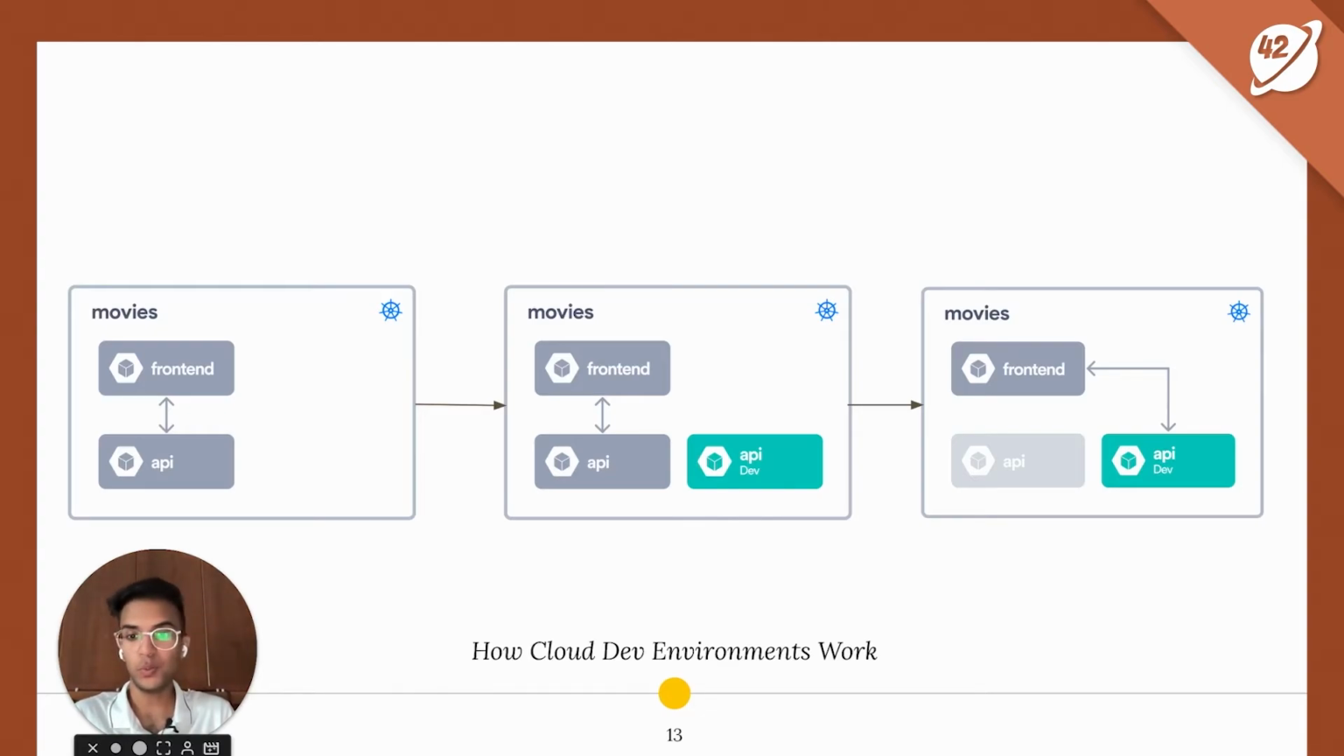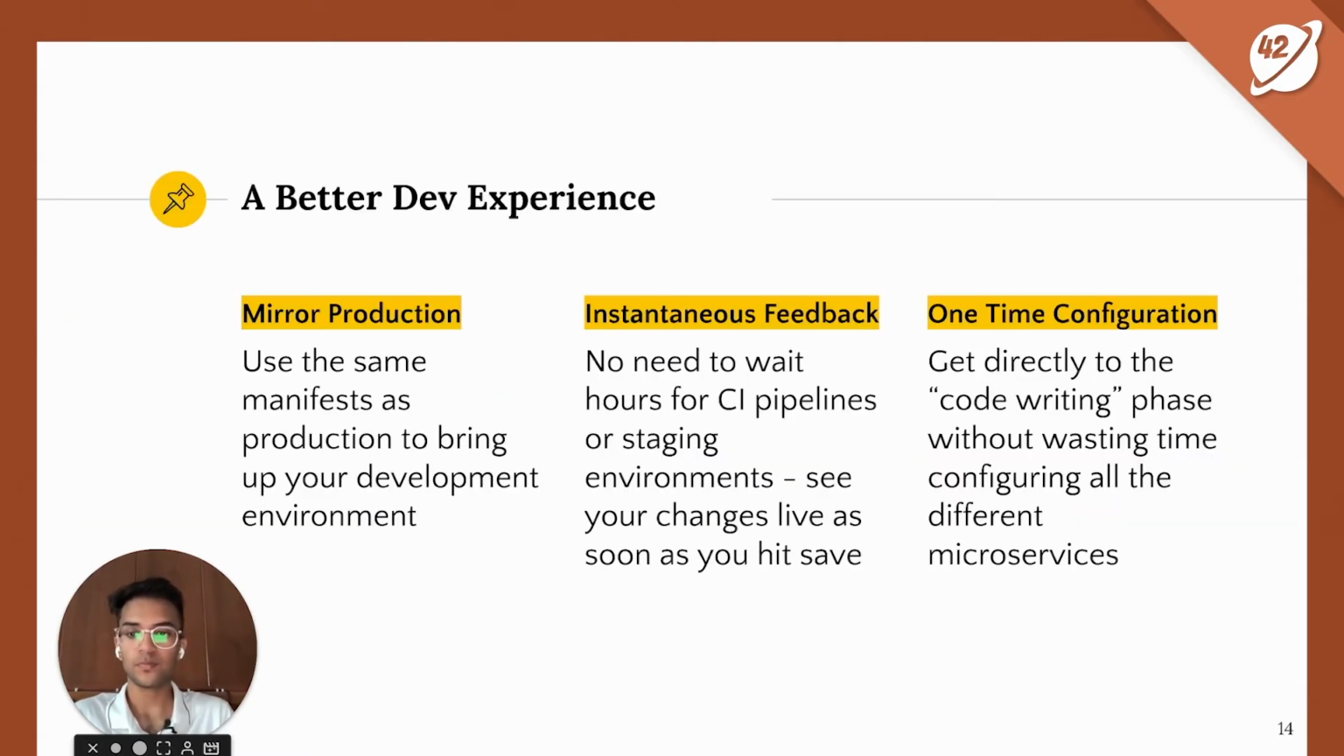So that means you are working in an environment which is exactly like production, and all you had to do was use the same manifests you were already using. How convenient, no? So I think you can now start to see how cloud dev environments solve all the problems we discussed and also provide a better developer experience for cloud native application developers.